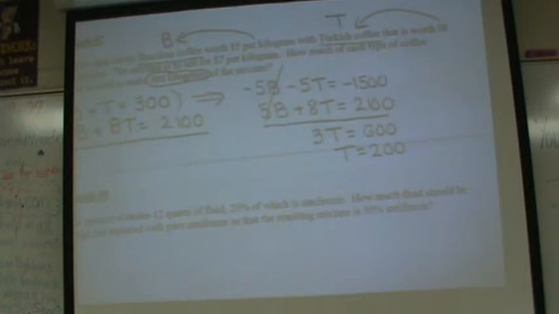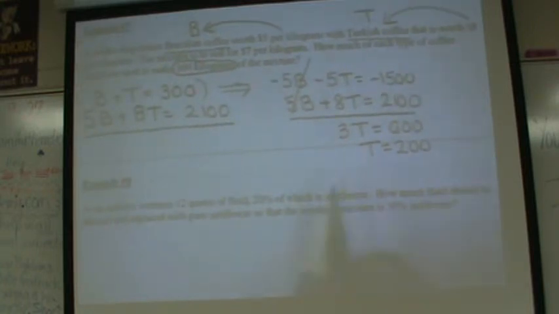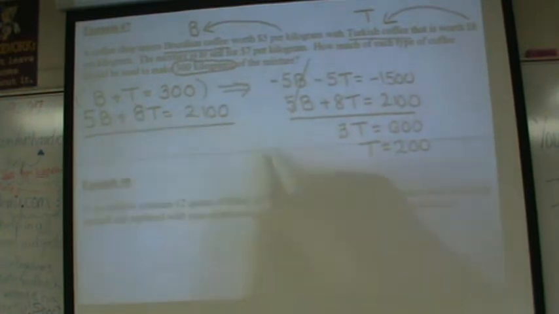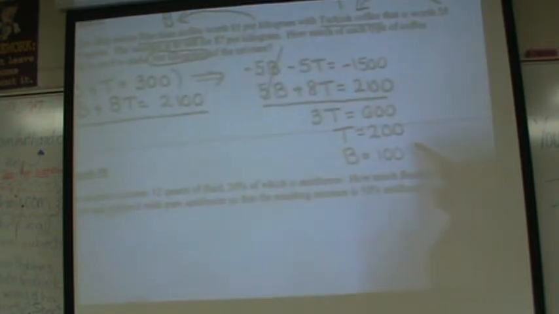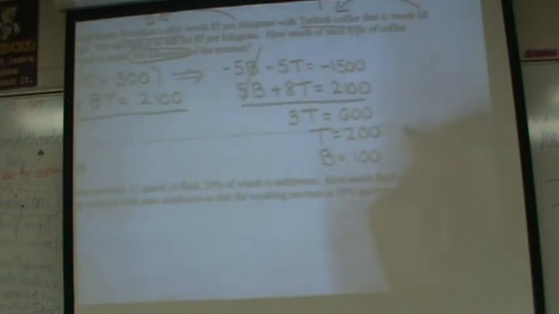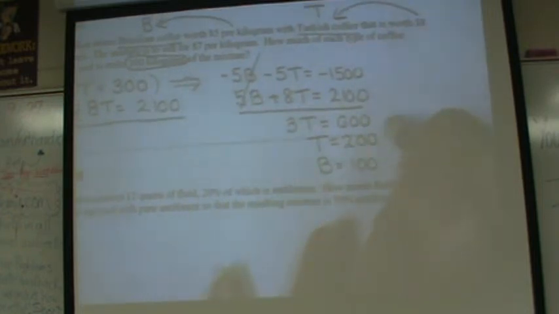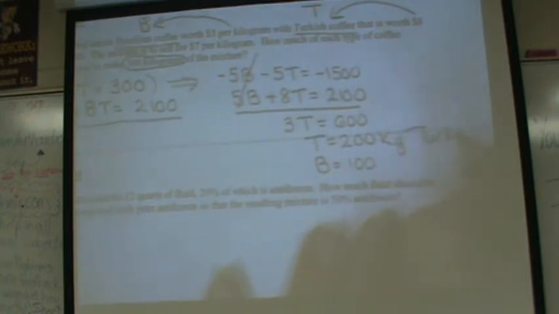How do we find the other coffee? Plug it in here, and B is 100. You're plugging it back in, substituting it, and solving for the other. So let's label our answers. What does T represent? It's our Turkish coffee, and it's in kilograms. So we should write kilograms of the Turkish coffee and kilograms of the Brazilian.